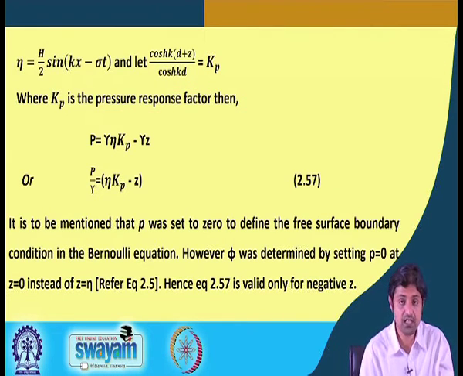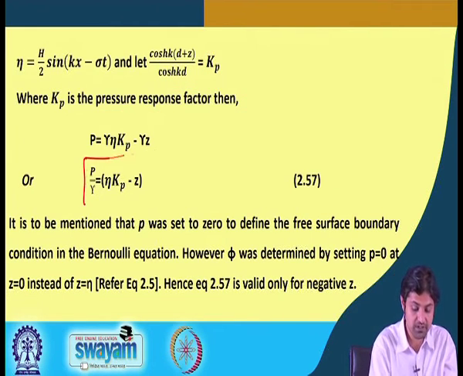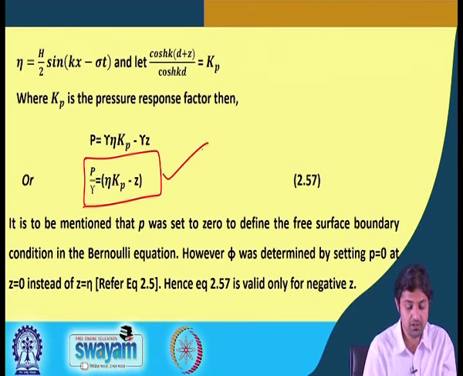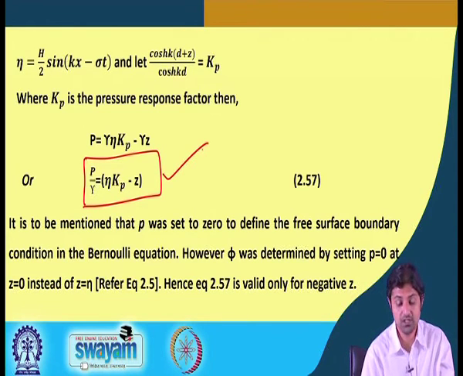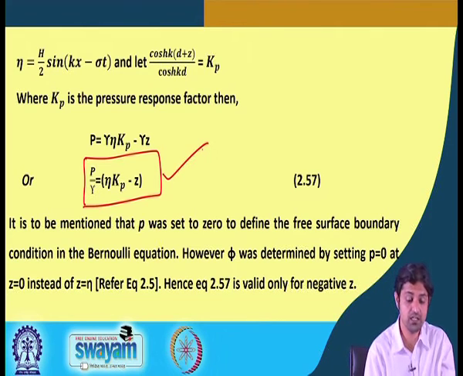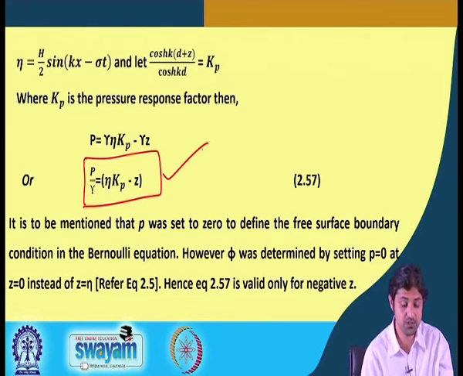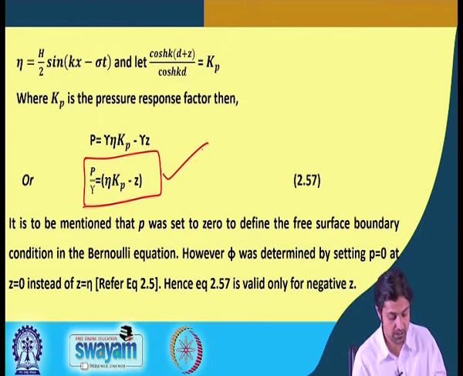So, p by gamma is eta K p, and I think this is one such equation which should be remembered. K p is cosh k into d plus z divided by cosh k d, and eta we already know is a sin k x minus sigma t, or h by 2 sin k x minus sigma t.